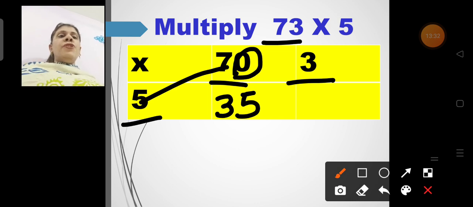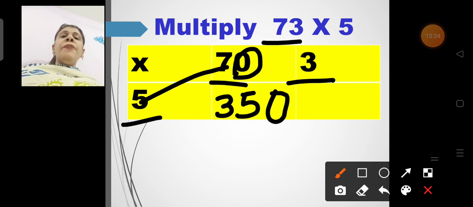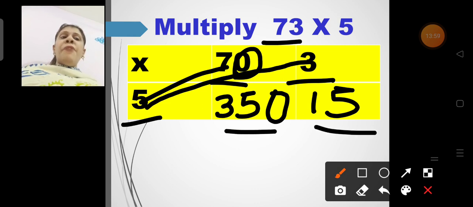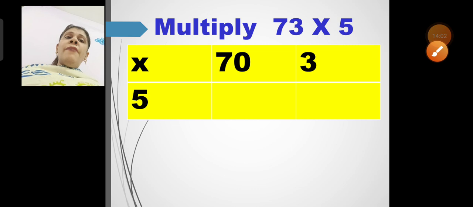Now this 0 children, I will write it next to 35. So when I multiply 70 by 5, I get my answer 350. Okay, now I will multiply 3 by 5. 3 1s are 3, 3 2s are 6, 3 3s are 9, 3 4s are 12, and 3 5s are 15. Okay, so what is my answer? 350 and 15. Now what will I do? I will add.